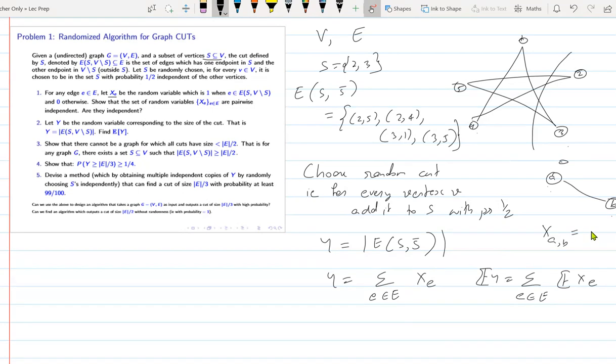x sub e is basically a Bernoulli coin toss. Even x sub AB is a coin toss. So the expected value of Y is actually equal to the size of the number of edges divided by 2. The expected value of x sub e is 1 by 2.